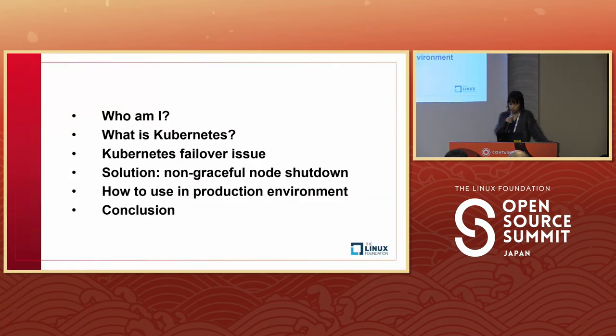Here is my agenda today. At first, I will talk about the Kubernetes failover issue, and I will explain what happened when we use Kubernetes in production. And also, I will talk about the solution. The name of the feature as the solution is non-graceful node shutdown. And then I will talk about how to use it in a production environment. And finally, I will talk about the conclusion.